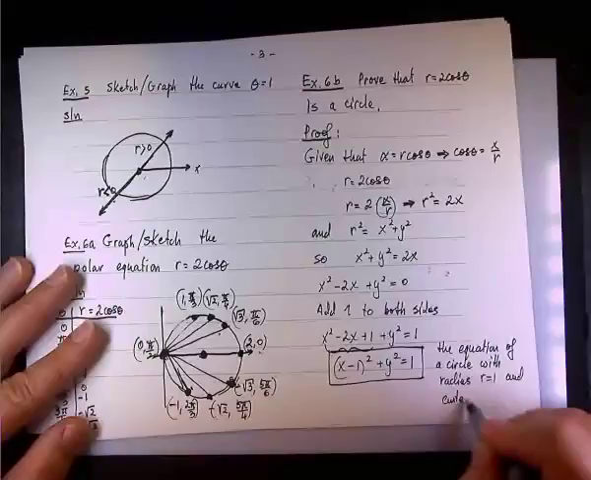So if you convert where we started, r equals 2 cosine theta, to the Cartesian system, then the conversion will yield x minus 1 squared plus y squared equals 1. And you'll have this type of activity in your homework.